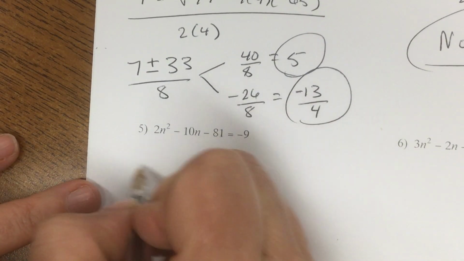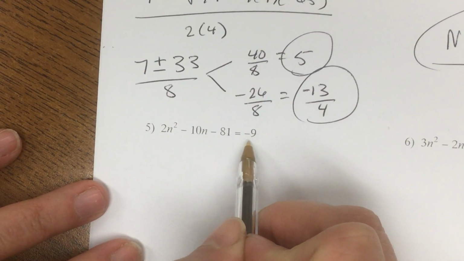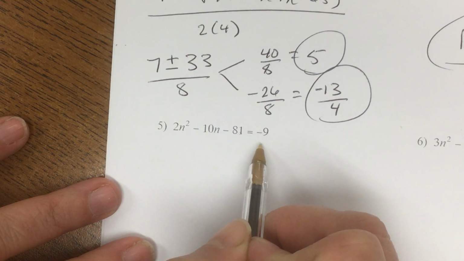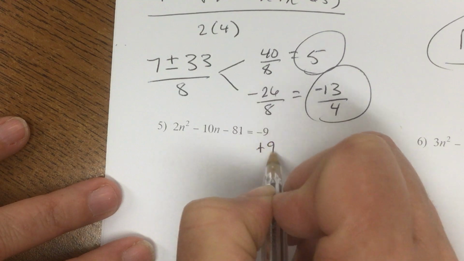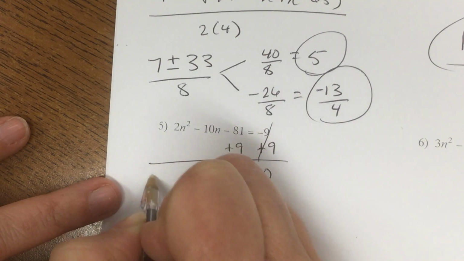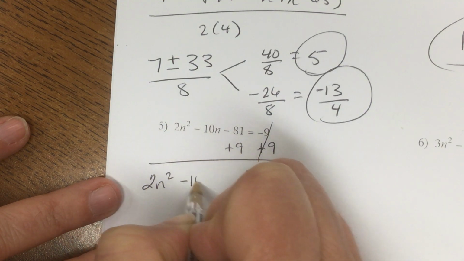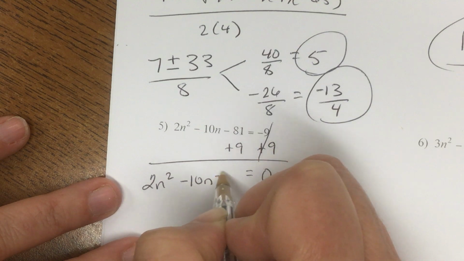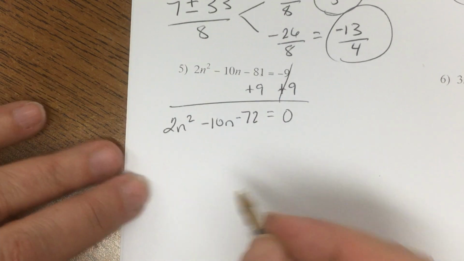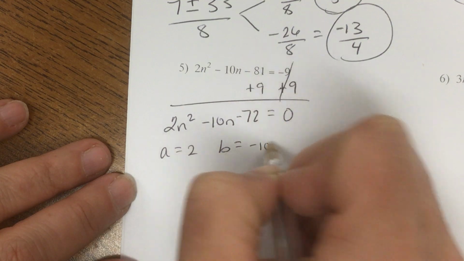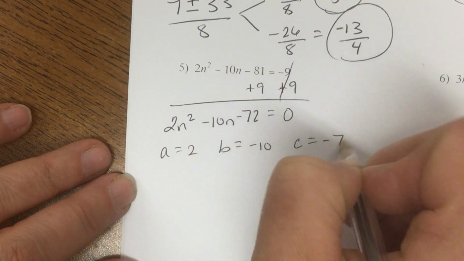Okay, number 5. This one's a little bit different because we have it equal to negative 9, and the formula only works when it's set equal to 0. So we have to add 9 to both sides. So that'll be 0. So I have 2n squared minus 10n, and then negative 81 plus 9 would be a negative 72. So that means a is equal to 2, b is equal to negative 10, and c is negative 72.